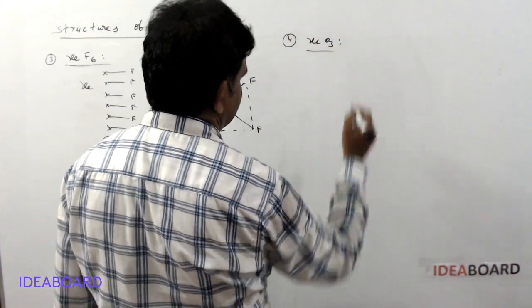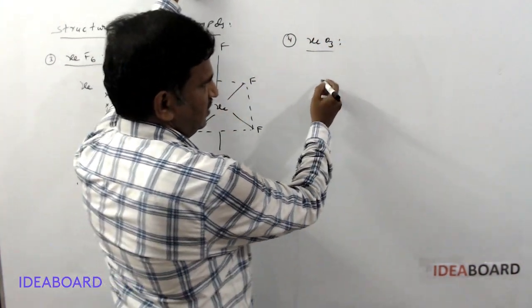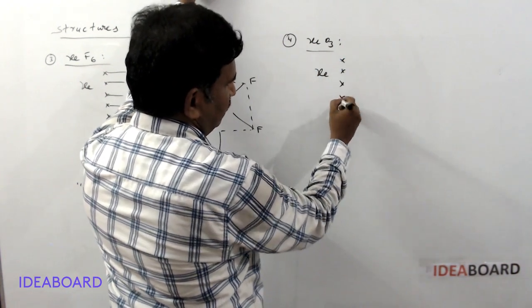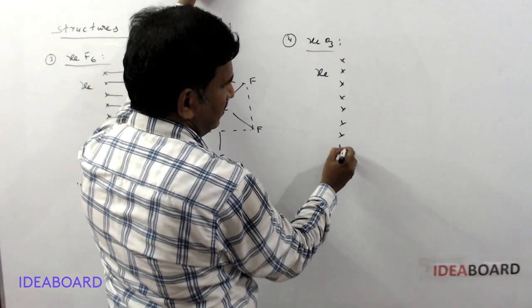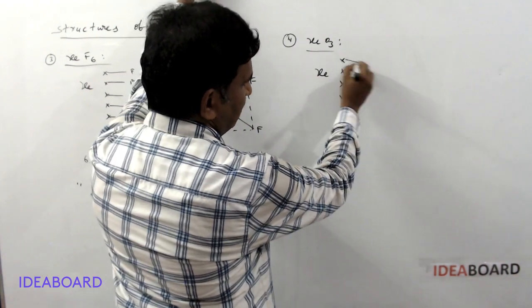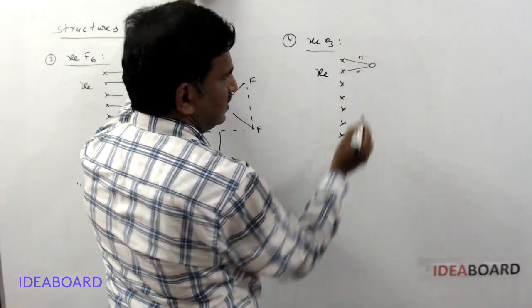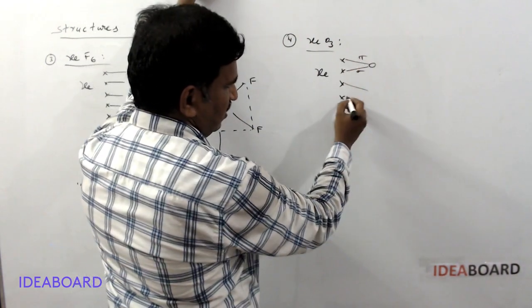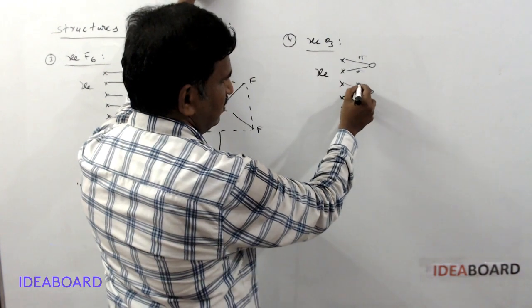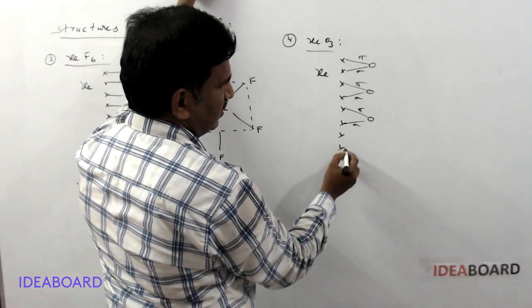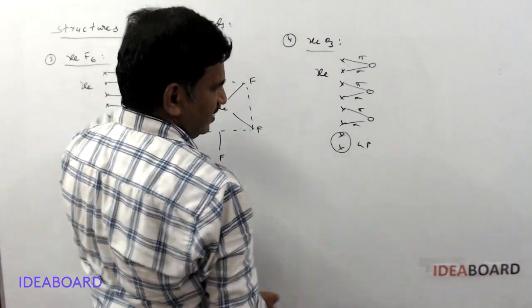XeO3, xenon oxides. In the xenon oxides, if you are taking xenon, 8 electrons, same 3, 4, 5, 6, 7, 8, and each oxygen can form a double bond. In the double bond, one is sigma, another one is pi. And here another oxygen atom, one is sigma, another one is pi. And here oxygen, one sigma, one pi. This is a lone pair.